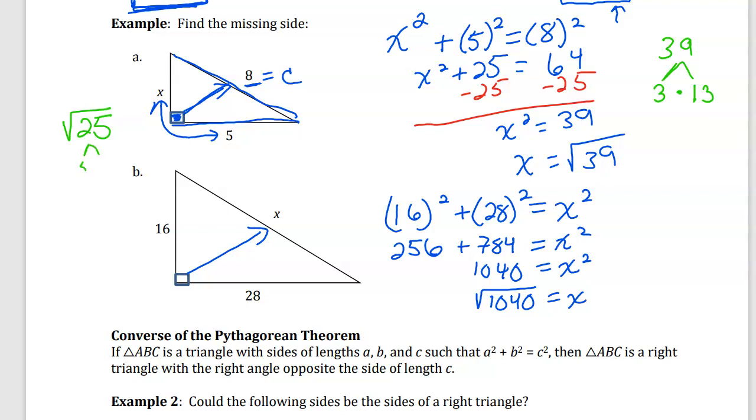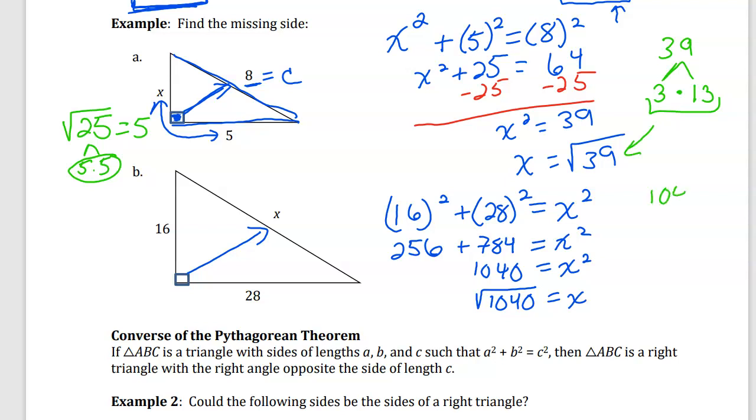Well, that's 5 times 5. So I have a pair. The square root of 25 is 5 because I have a pair of 5s. Here, I don't have a pair of anything, so I can't break it down any further.